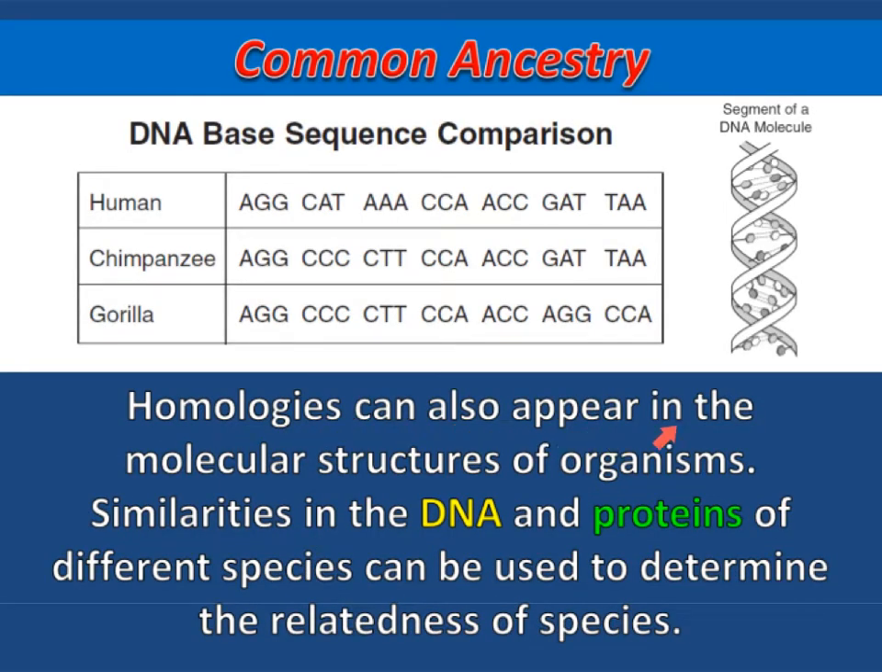Homologies can also appear in the molecular structures of organisms. For example, what are molecular structures? That is DNA and proteins. So scientists can look at organisms' DNA and proteins and compare them to other organisms to see whether or not they are related. You have the same exact table on your notes as well.